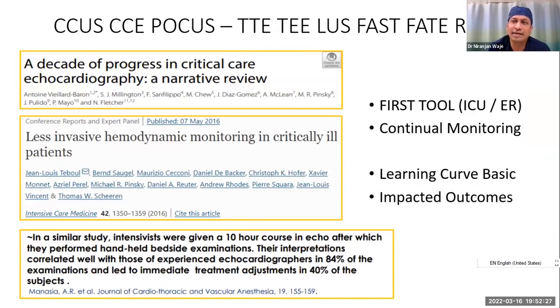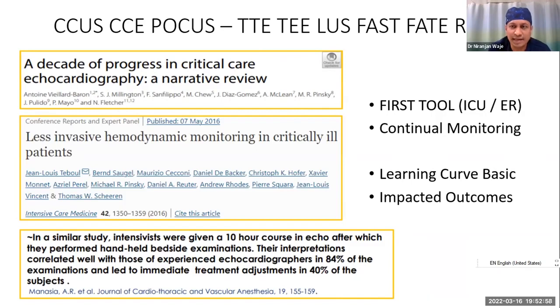So earlier, in hemodynamically challenging, critical situations, the protocol used to be: give fluids, start diuretics, start inotropes, vasopressors, and at the end, if nothing works, then you do the echo. But in the current guidelines, in any hemodynamically unstable situation, the first thing you do is an echo. So echo is the first tool recommended to be used in ICU, ER, and peri-op situations where there's hemodynamic instability.